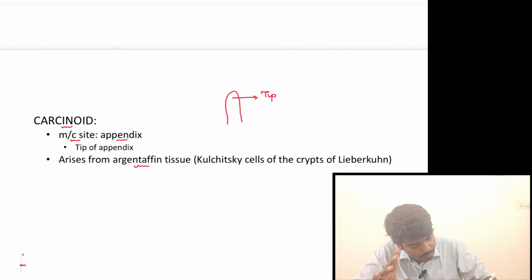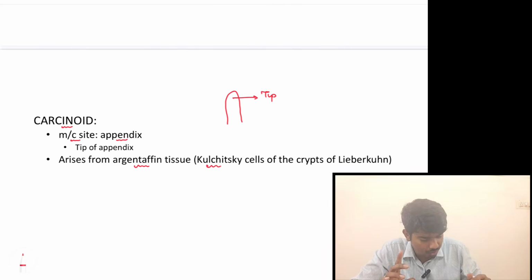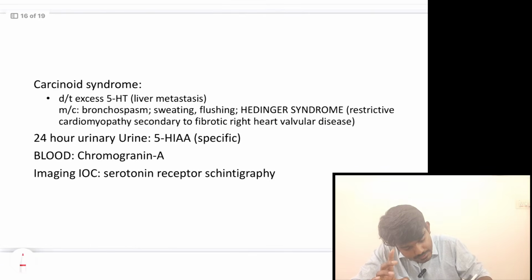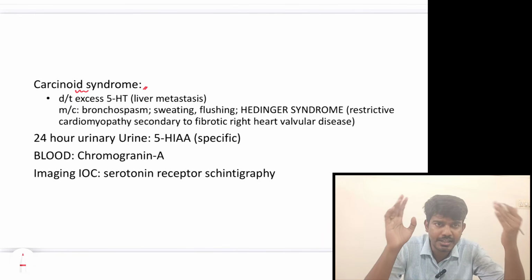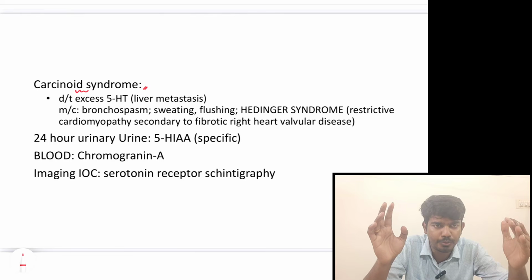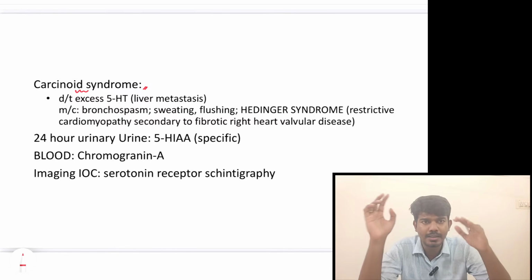Also, it is called argentaffin tissue, and that is where these carcinoids arise. So what is this carcinoid syndrome? There will be an excess production of 5-hydroxytryptamine, that is serotonin, in these carcinoid tumors.